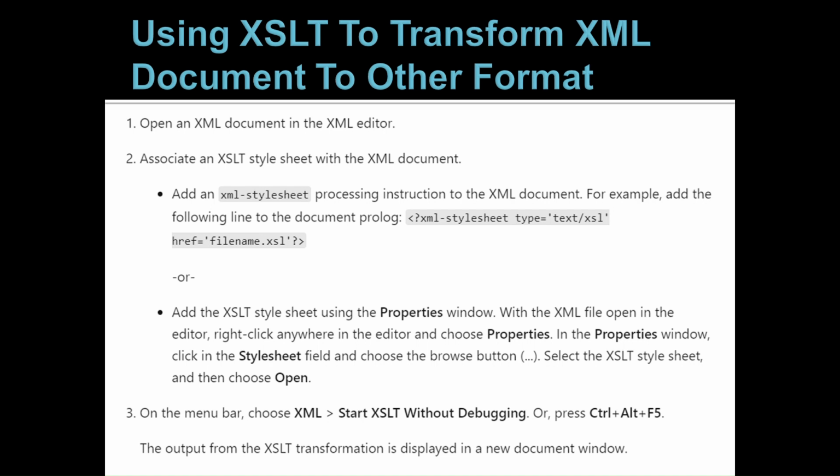So here it says that you can use the menu bar or you can even use the keyboard shortcut, that is Control Alt F5. The output for the XSLT transformation is displayed in a new document window. So it will not be displayed here. A new document window will open and the transformation will be displayed there.